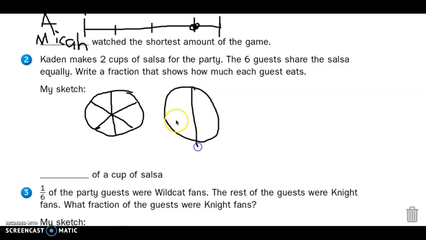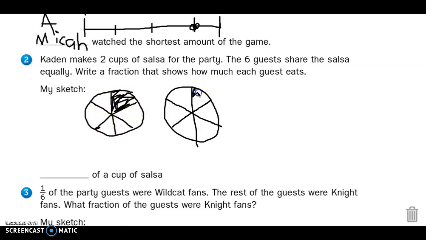So you can make sure you just draw your 6 however you would like, either copying down my strategy or coming up with your own. But here's my 1 cup of salsa, 2 cups of salsa. And let's see, if I give 1 to everybody, so let's say I give this to the first person. So let's see, 1, 2, 3, 4, 5, 6, everyone would get 1.